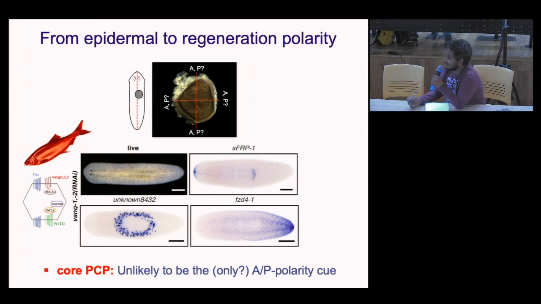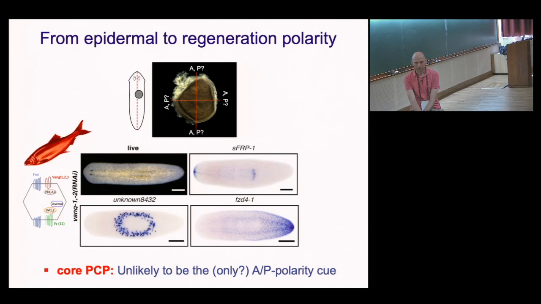and Fat or Dachsous. So my idea is that if you remove both components of one polarity determining axis, like in the ML axis, we remove both Fat and Dachsous, you will see the AP axis is very rigid polarity-wise, but on the ML axis, you will see there is deviation. Contrary to that, if you remove Van Gogh and Frizzled both from the system, you will see that the ML axis is fine, but in the AP axis, there is a problem in polarity.